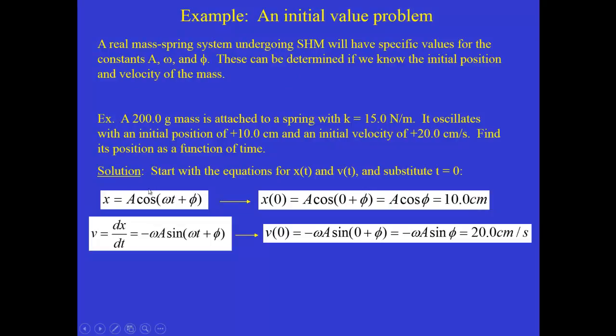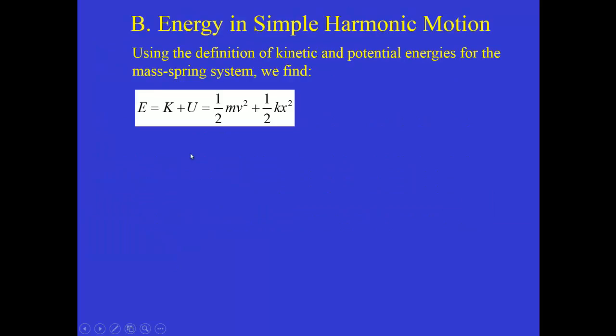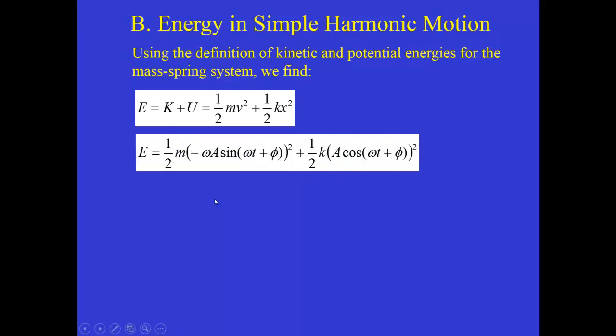So remember, these are the two expressions that I'm going to substitute into the equation for the total energy of the mass in the spring system. The v squared term is given right here. In parentheses, we have the minus omega A sine term, and that whole thing has to be squared. And then the second term, 1/2 k times the expression for x squared.